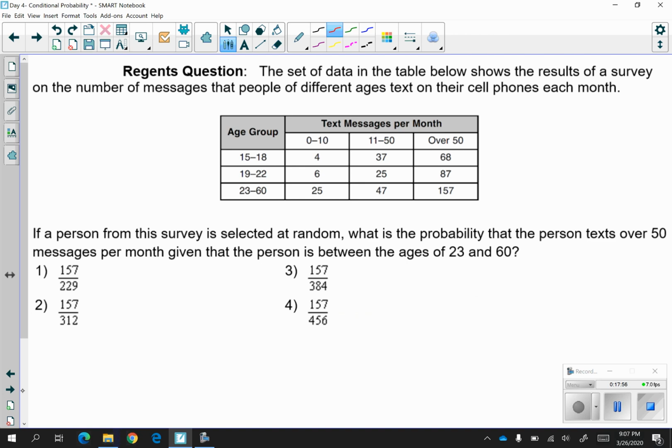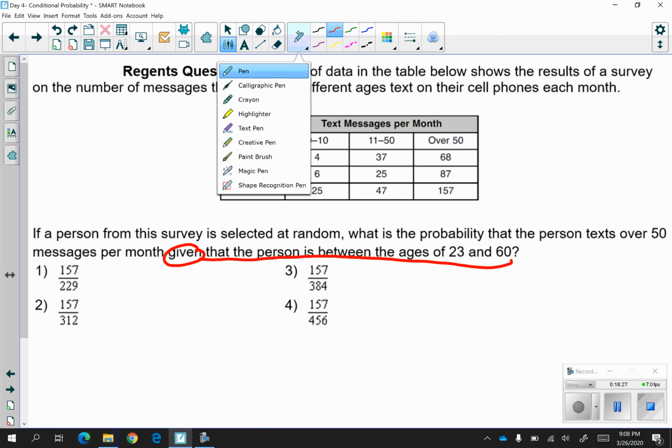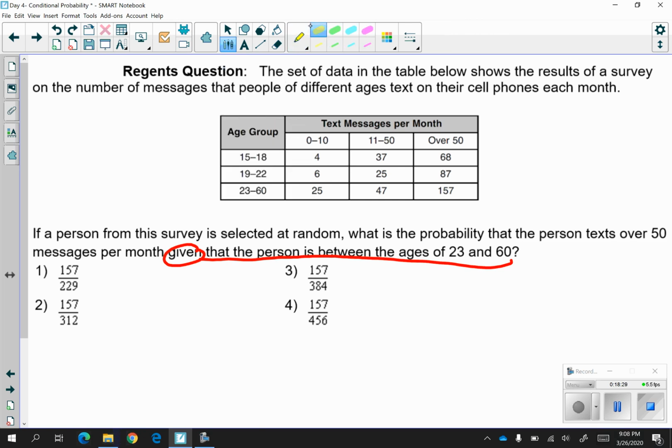Okay, last Regents question that we have. If you read this problem, if a person from the survey selected at random, what is the probability that the person texts over 50 messages per month, given that the person is between the ages of 23 and 60. So knowing me, pretty much 100%, because I text all the time, but not more than my students. So going over this one, we have our denominator. We're talking about the person being between the ages of 23 and 60.